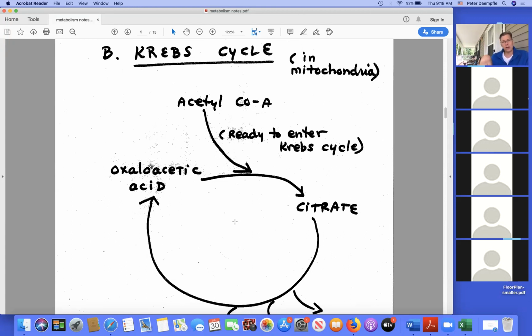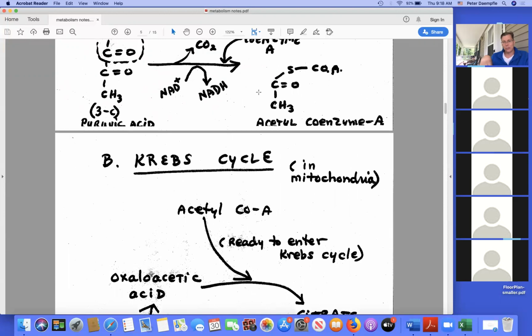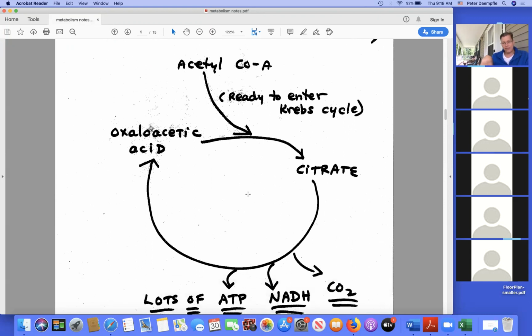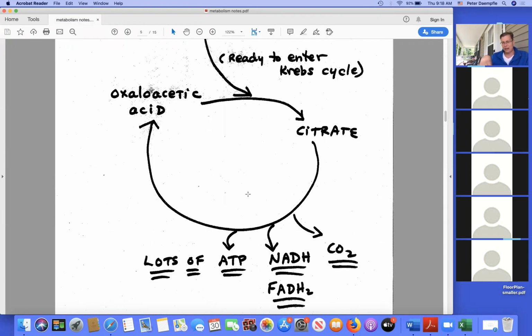Okay, so acetyl coenzyme A enters the Krebs cycle. What is the Krebs cycle? A series of enzymes sitting in the mitochondria. Acetyl coenzyme A adds to oxaloacetic acid. That may be on the test. Oxaloacetic acid is a 4-carbon structure. And acetyl coenzyme A, as you can see, is a 2-carbon structure. And together they form the 6-carbon citrate. And citrate becomes ketoglutarate and so on. Different things happen. And we have lots of ATP, NADH, CO2, and FADH2 produced by the Krebs cycle.